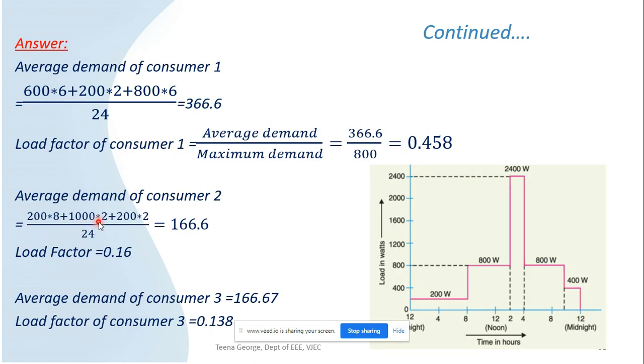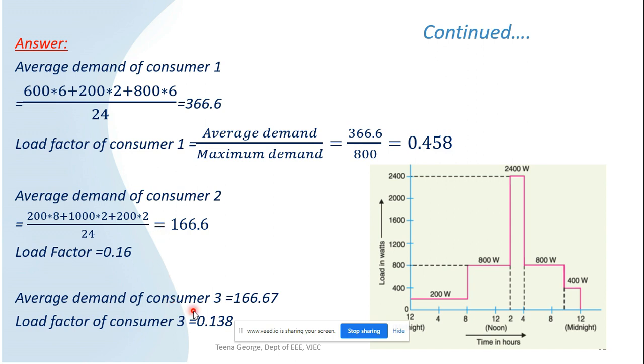So 200 into 8, 1000 into 2, 200 into 2. So 0 will get cancelled. Divided by 24 equal to 166.6, and maximum demand is 1000. So 166.6 divided by 1000 is 0.16, which is the load factor.